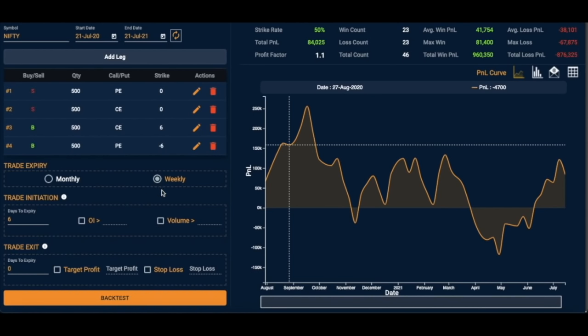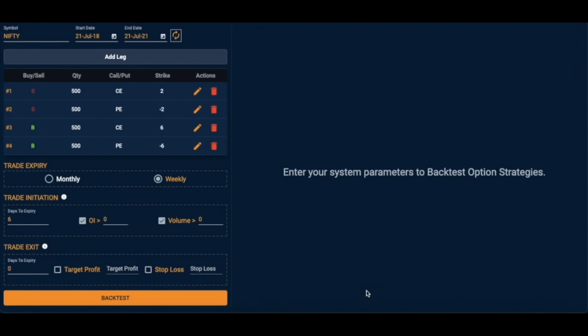Now we will backtest the short iron condor. So now we are testing our second strategy, that is the short iron condor. Just to save time, I've already placed the numbers over here, same 10 lots each. I have shorted 2 strikes OTM calls and 2 strikes OTM puts. I have hedged with 6 strikes OTM calls and 6 strikes OTM puts. As usual, I'm trading in weekly trades, initiating 6 days before expiry, and the exit day will be zero, on the expiry day.